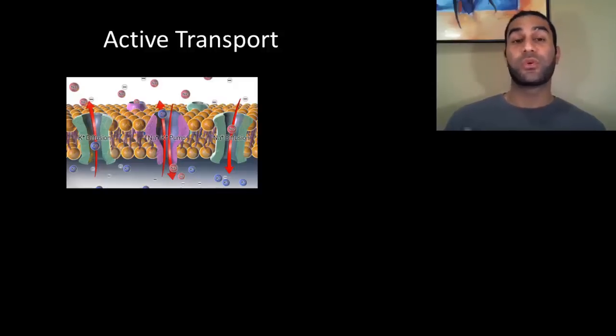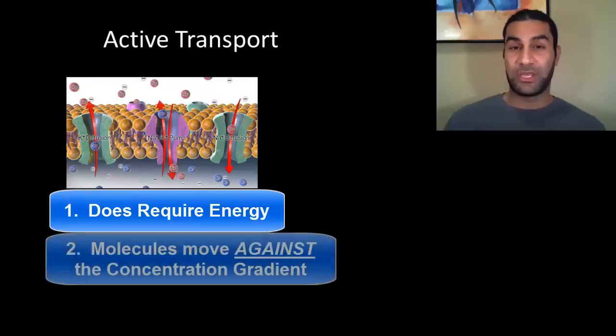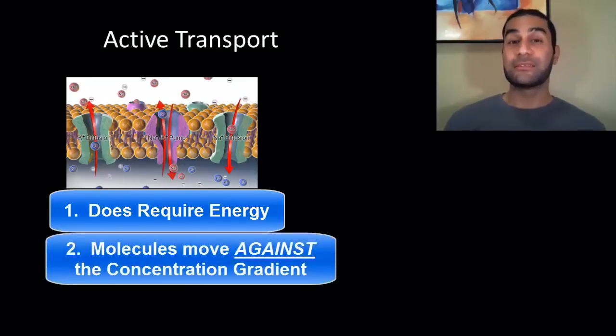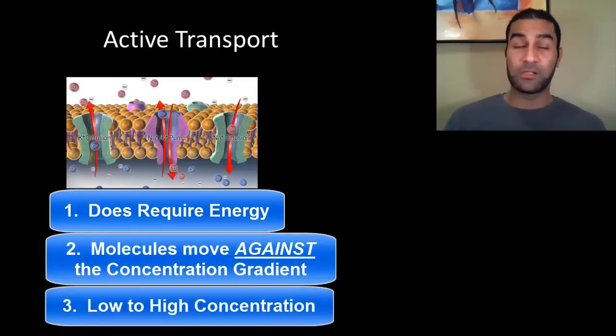1, active transport does require energy. 2, the molecules are now going to move against the concentration gradient, so against the natural flow that they would normally move in, which means, third, that they're going from a low concentration to a high concentration. Again, this is not normal. Molecules don't naturally do that.